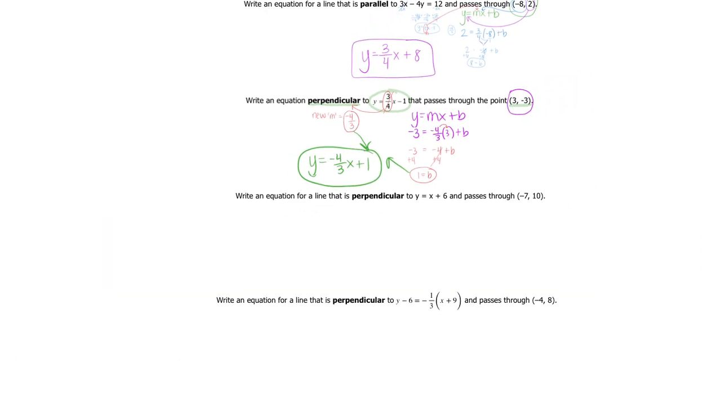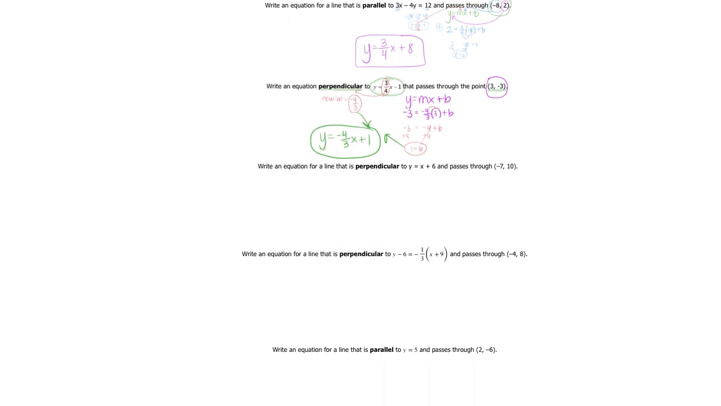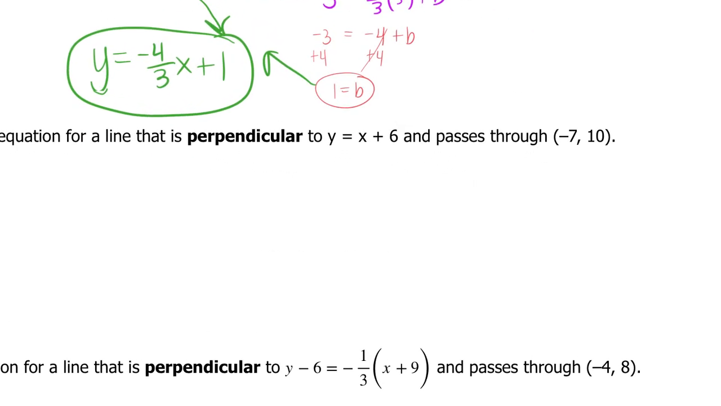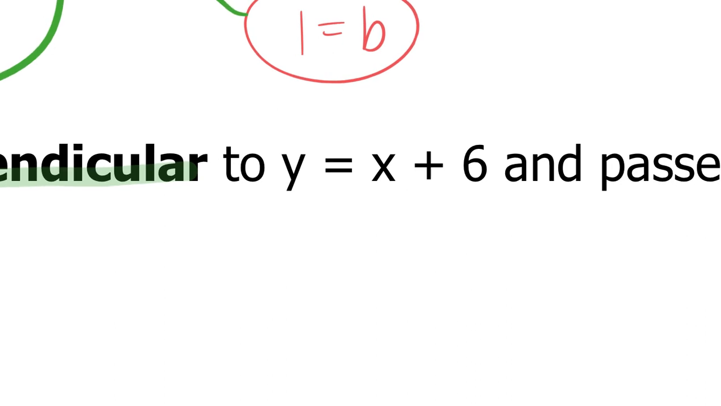Okay, we have a few more examples here, but for the most part, they're done exactly the same. So let's go ahead and take a look at the next one. The next one is another perpendicular line. So let's look at what they gave us here. So they give us y equals x plus 6.